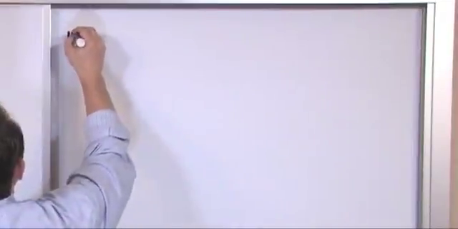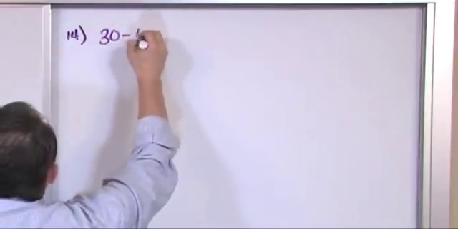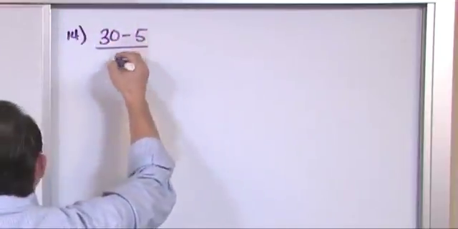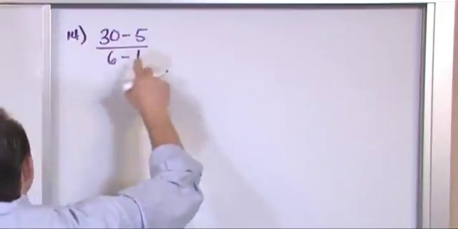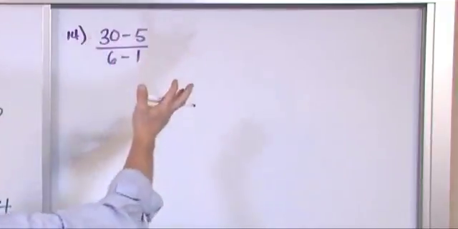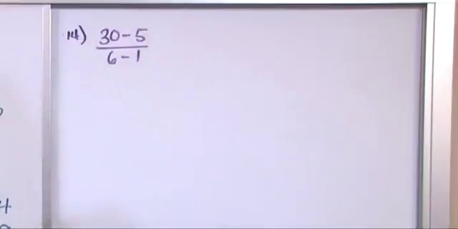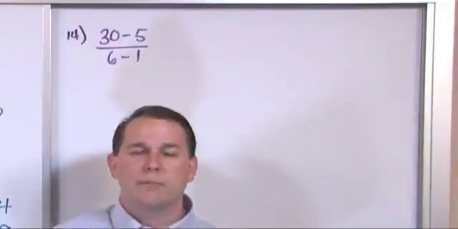Let's say number 14. What if you had 30 minus 5 divided by 6 minus 1? So here you have a big fat fraction, which, if you remember, this giant fraction is really a giant division sign, but you have something on the top that has some subtraction to it and something on the bottom. Now, I could have put this, and some books do, as an order of operation.